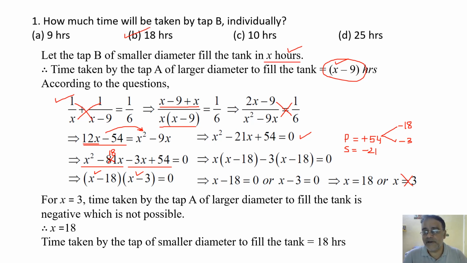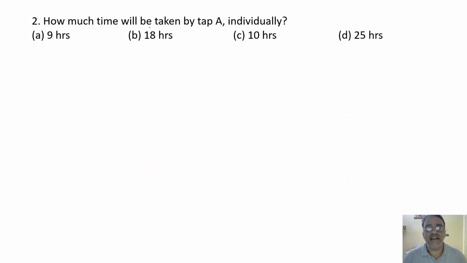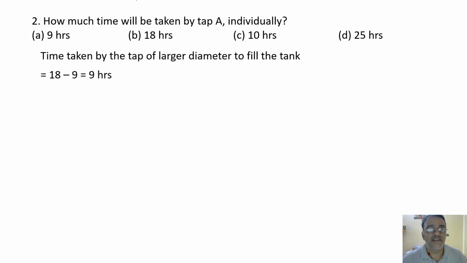The question could also have been split into two parts. First, choose the correct quadratic equation. Second, time taken by tap B. Right. Anyhow, the next one is how much time will be taken by tap A individually. So tap A was x minus 9. So 18 minus 9, 9 hours. So the correct option is Option A.